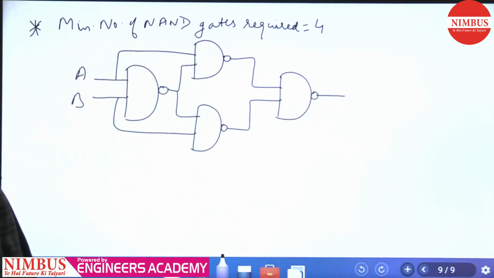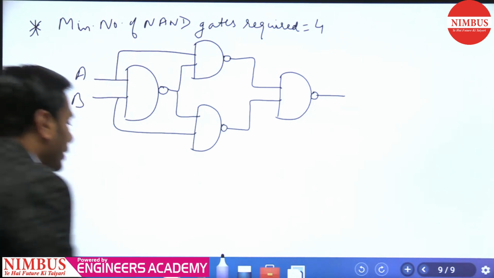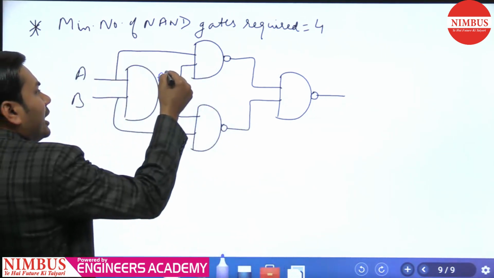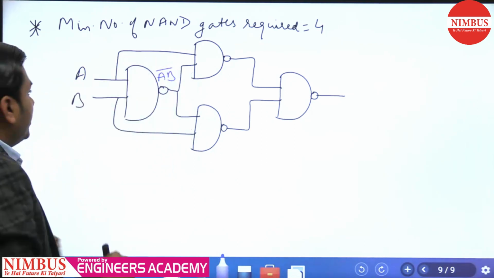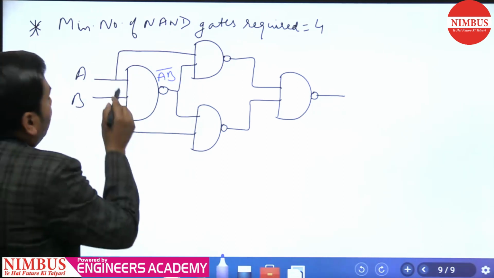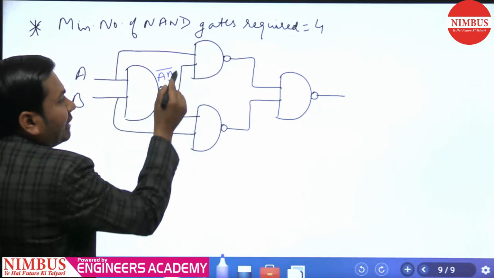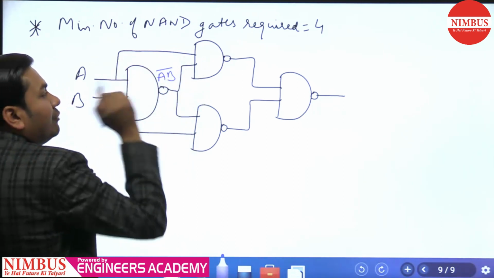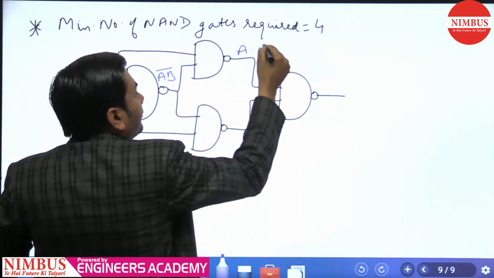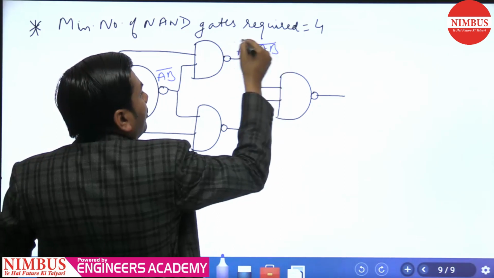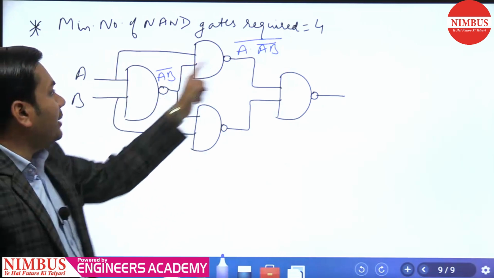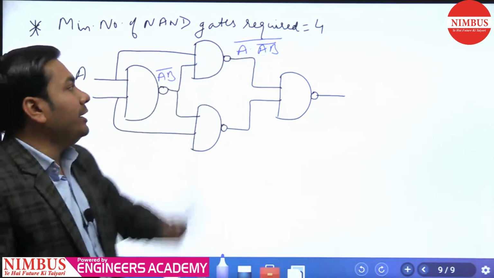That is the implementation of the XOR gate by using NAND gates. Here we have A dot B bar, right? For this NAND we have AB bar, and from here we have A. So for this NAND, that is A dot B bar, right? For this NAND we have AB bar dot A complete bar.